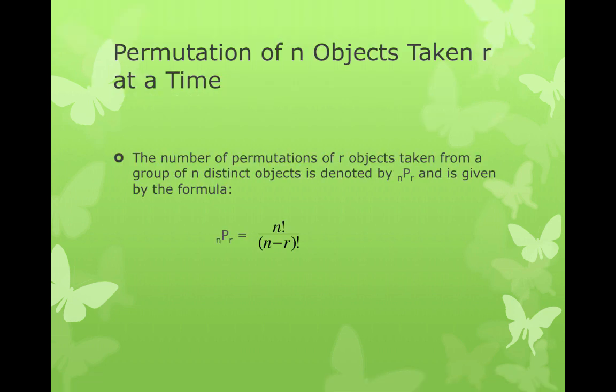All right, welcome back. Now we're going to do the permutation of n objects taken r at a time. In other words, we're not going to select all of our objects, but only a certain number. And so the way that's read is n permute r, and that is equal to n factorial over n minus r factorial.